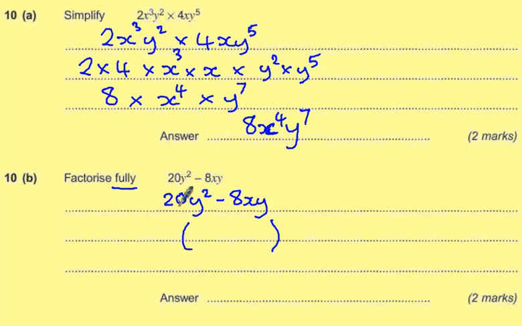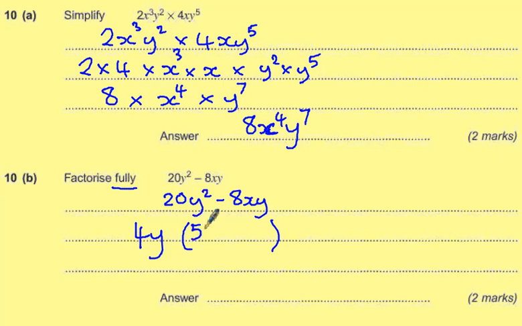So we're looking for the biggest factor of 20 and 8. So the highest common factor of 20 and 8. Well, 2 is a factor of 20 and 8, but it's not the biggest one. 4 divides into 20 5 times, 4 divides into 8 2 times. So 4 is the biggest number that divides into 20 and 8. So 4 is the number that comes out, and the letter that's in both of these, well, there's not an x in this one, but there's a y here and a y here. So 4y comes out.